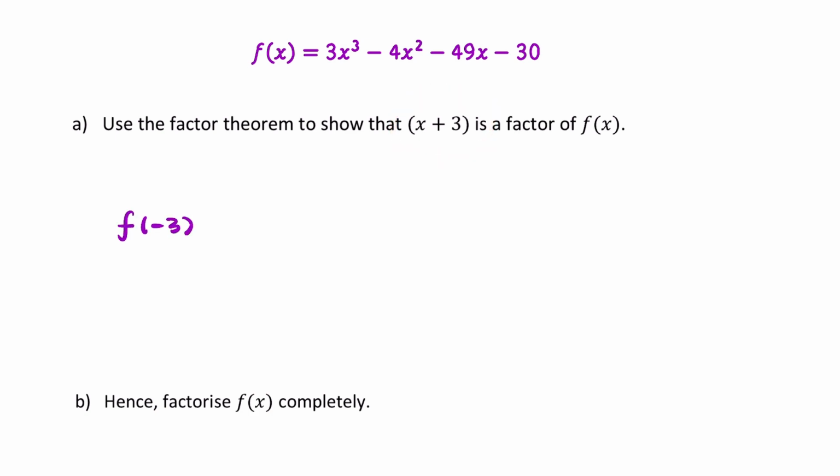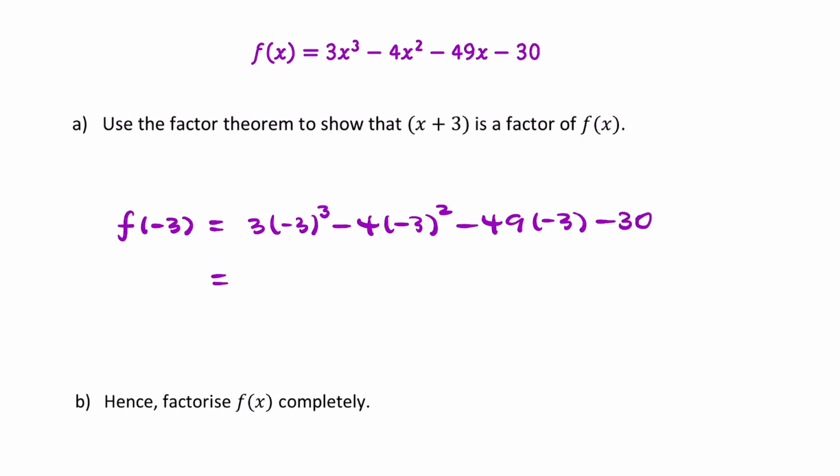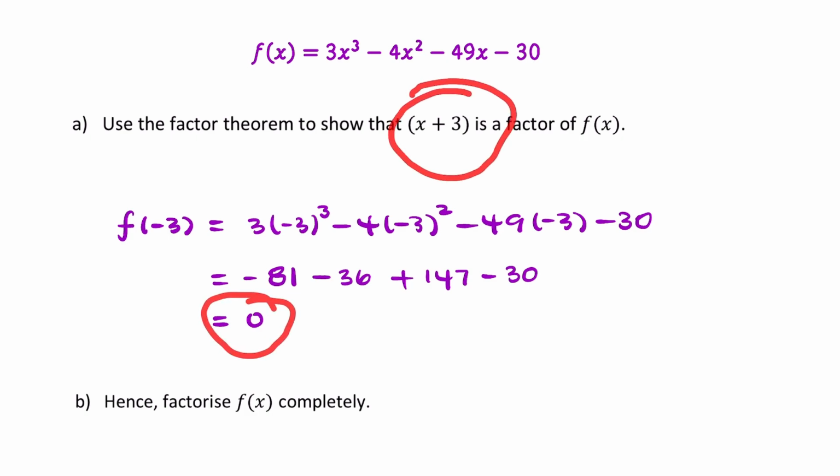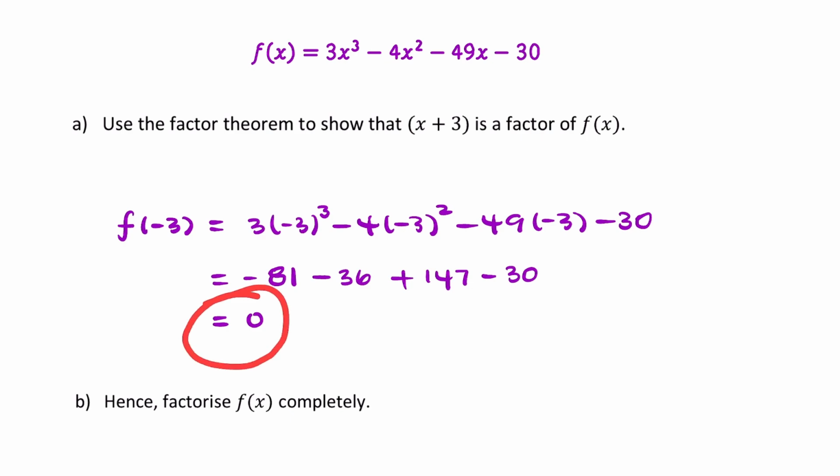So we substitute negative 3 into there. Not positive 3, but negative 3. If you substitute negative 3, you'll get negative 81 minus 36 plus 147 minus 30. If you put that in a calculator, you'll get 0. So therefore, x plus 3 is a factor. We're expecting the remainder to be 0.